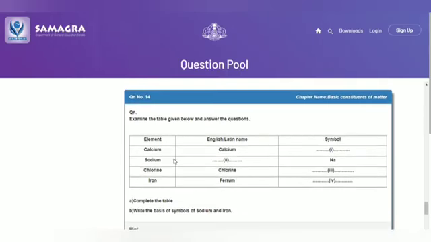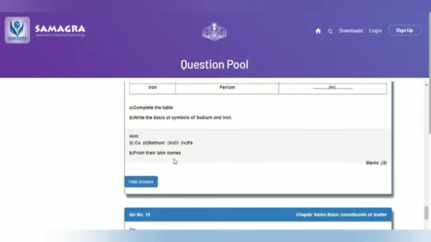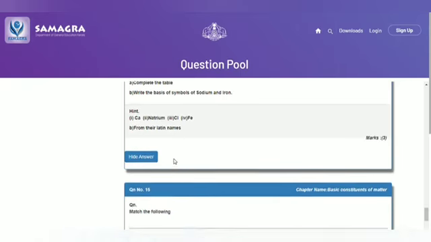14th question. Explain the table given below and answer the questions. Element calcium, English or Latin name calcium, symbol Ca. Sodium, Natrium, Na. Chlorine, chlorine, Cl. Iron, Ferrum, Fe. Write the basis of the symbols of sodium and iron. It is from the Latin names.